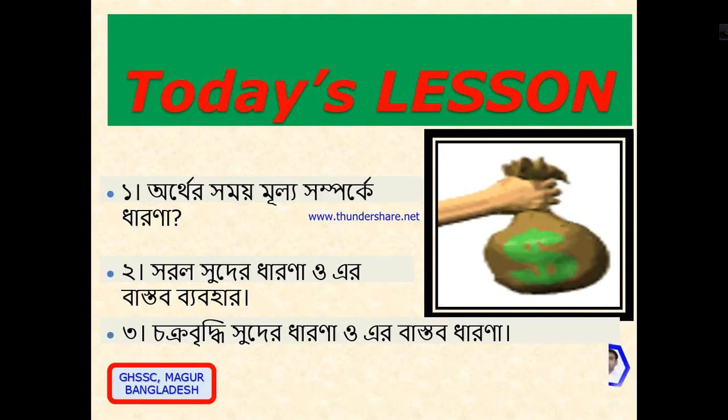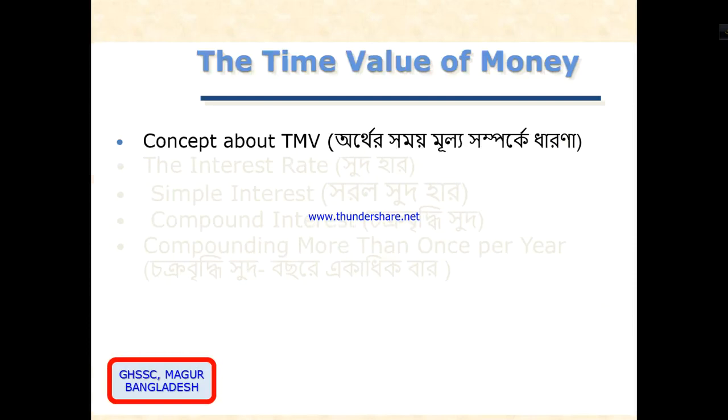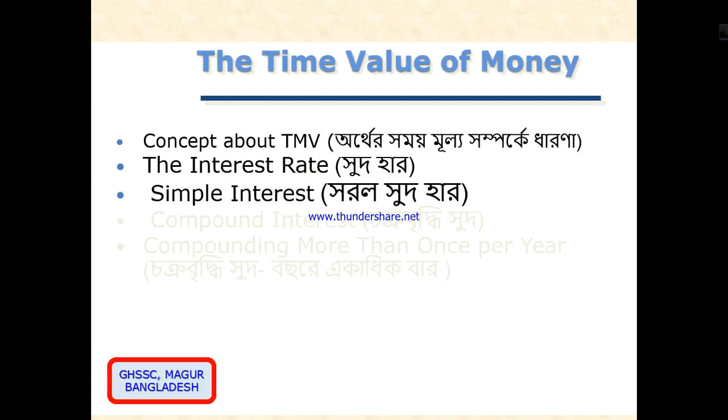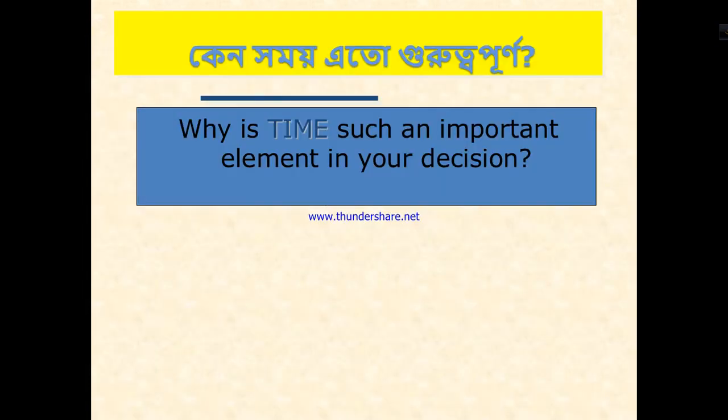If we analyze this, we will get four points. Concept about time value of money, interest rate, simple interest rate, and compound interest rate. After that, I want to add compounding more than once per year. That means in what way we will calculate the compound interest more than once per year. So let's go to the next slide.